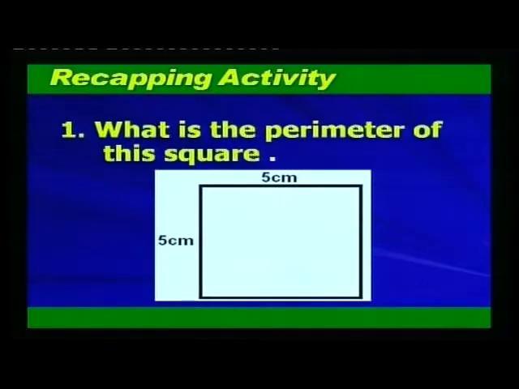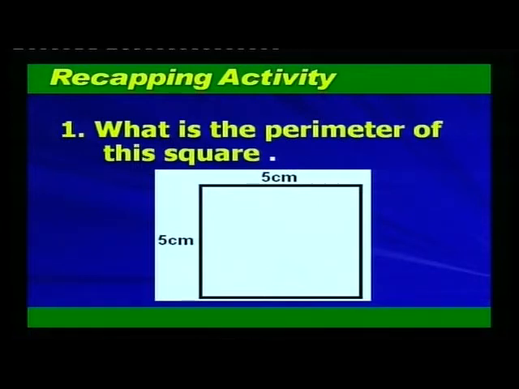Perimeter is the total distance around a shape. That's what you have learned in your previous lesson. So class, perimeter is the total distance around a shape. Now, I'd like you to quickly work out what is the perimeter of this square?